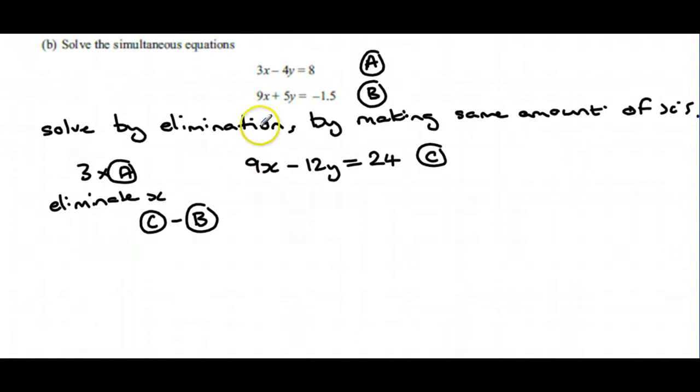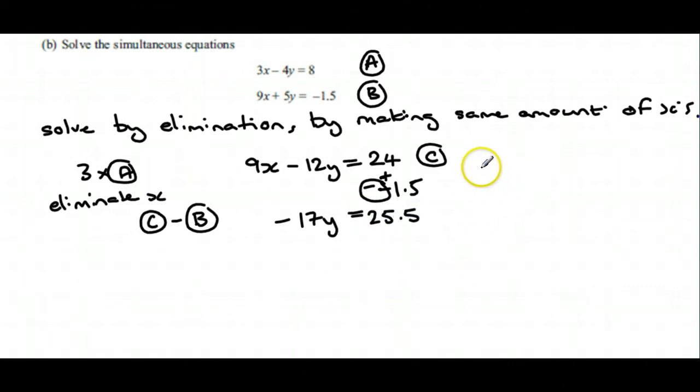to eliminate x, because 9x take away 9x is nothing, minus 12y take away 5y, so we end up with minus 17y, and then 24 take away negative 1.5, which means we're going to have to add it. Taking away negative 1.5 is the same as adding it on, which means you end up with 25.5. If you are unsure about your adding and subtracting, then do use your calculator to help you make sure that you get those right.